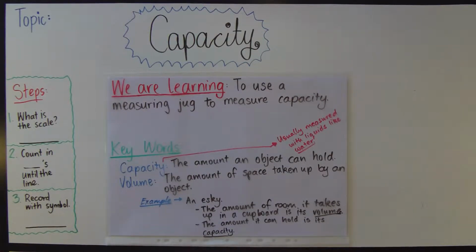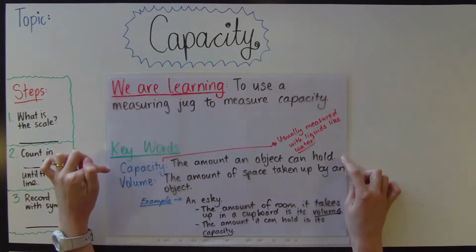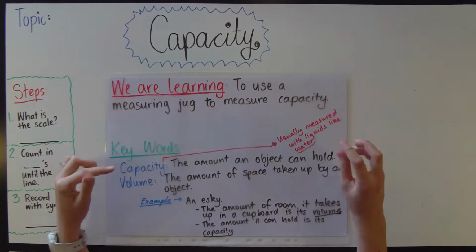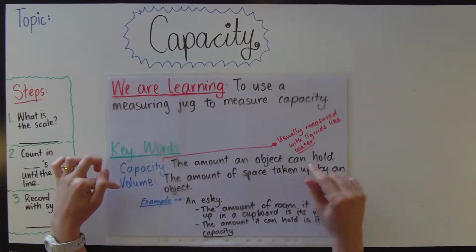Today our topic is capacity, and we are learning to use a measuring jug to measure capacity. Start off with the key words. Capacity is the amount an object can hold, and it is usually measured using liquids, like water.